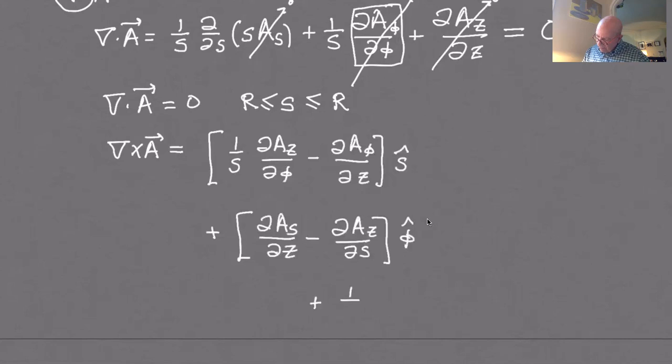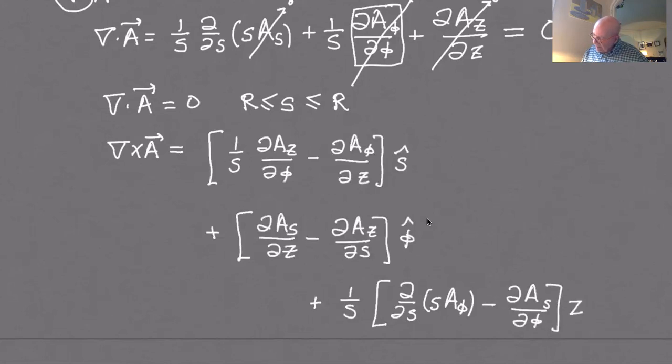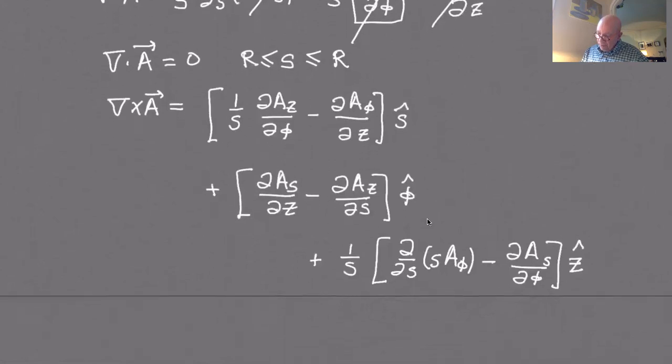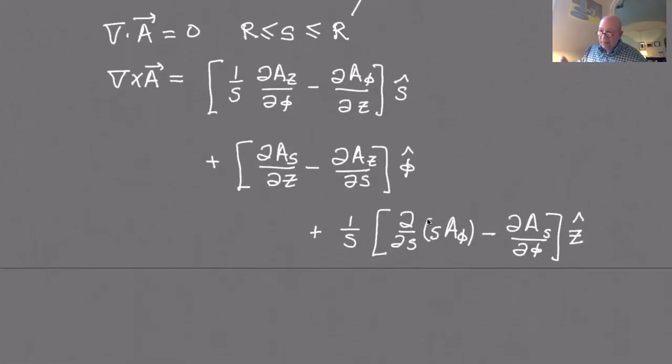You have plus 1 over S, the change with respect to S of S A phi component minus the change in A S with respect to phi, and that's in the Z caret direction. All right, now again, knowing that A only has a phi component, right? So this goes to 0. The change in the A phi component with respect to Z, right? Z is not in the vector potential equation as an independent variable. So that goes to 0.